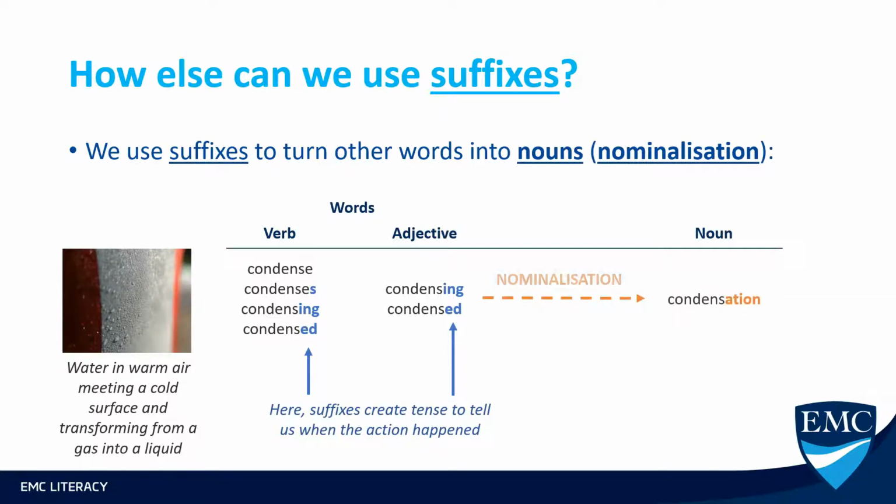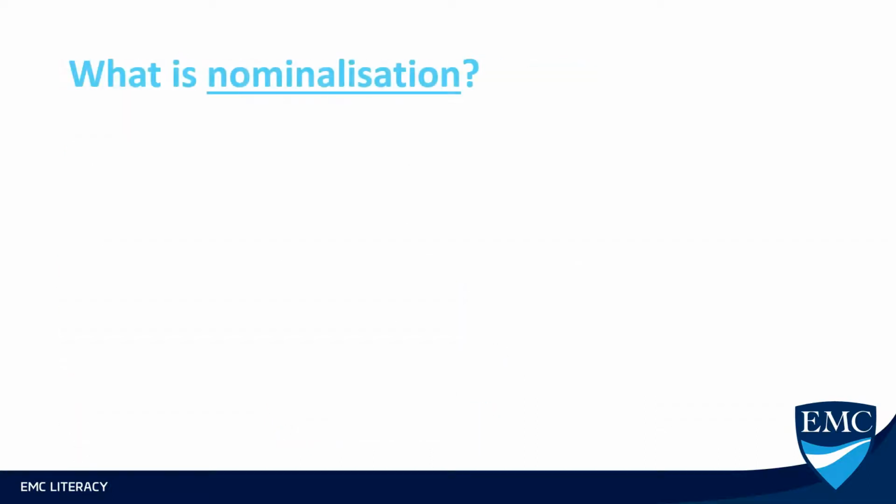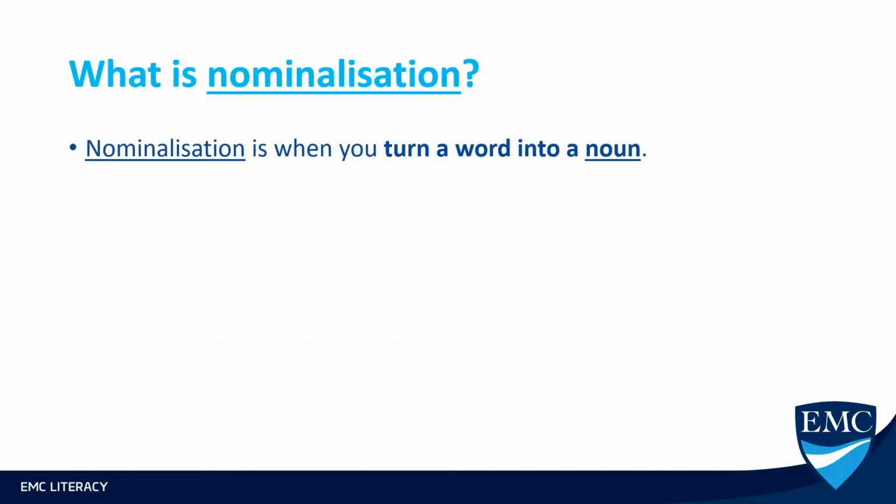We can turn the word into condensation through the process of nominalisation. This keeps the meaning, we're still talking about droplets on the side of the can, but the new suffix changes the way we can use this word. Now we get to use it as a noun. This is what the process of nominalisation is all about, turning words into nouns.